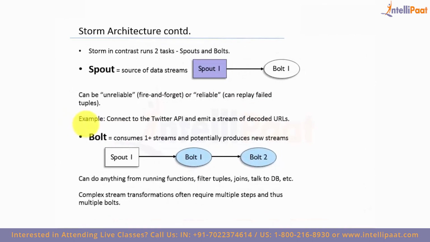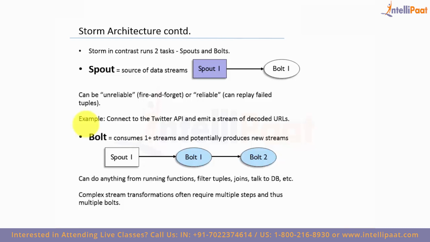Moving ahead, let's have a detailed discussion about spouts and bolts. A spout is a source of data stream. It can be unreliable, for example fire and forget, or it can be reliable, which can replay the failed tuples later on when the system turns on.